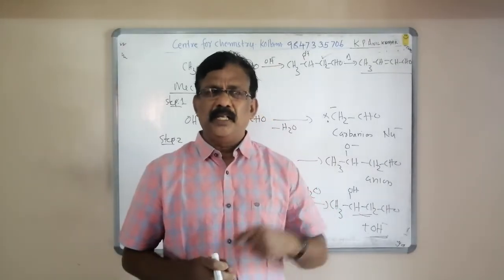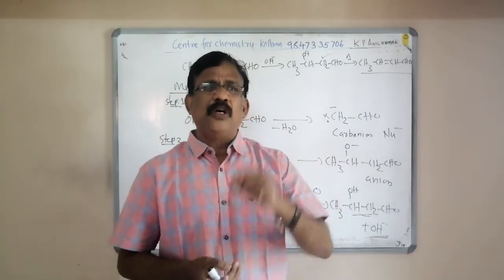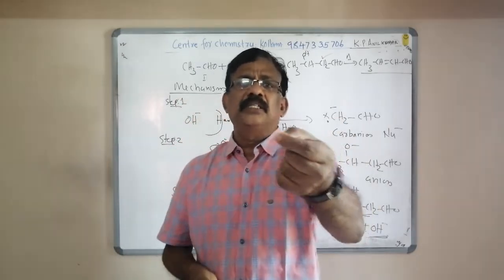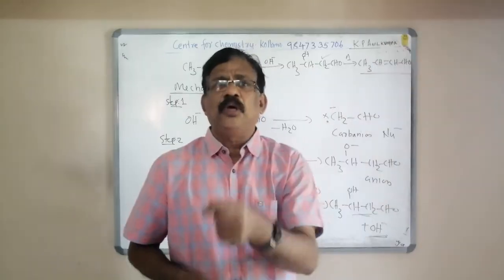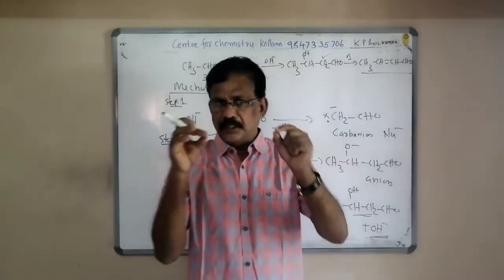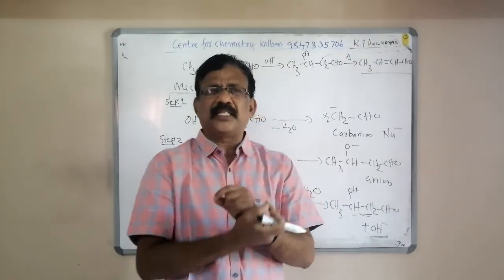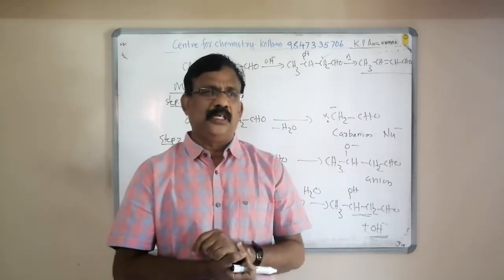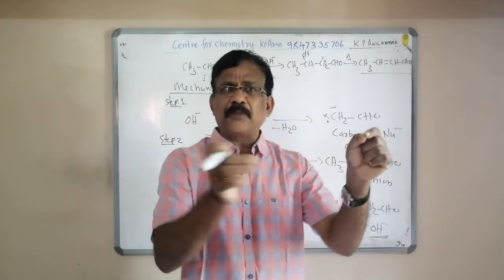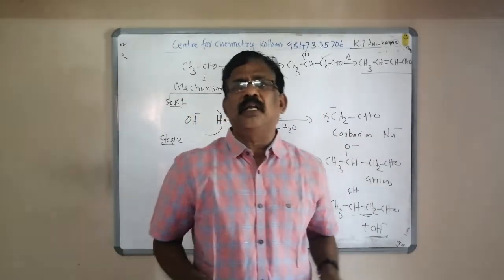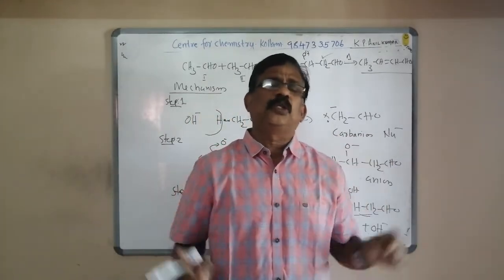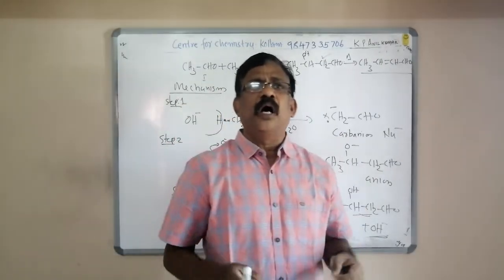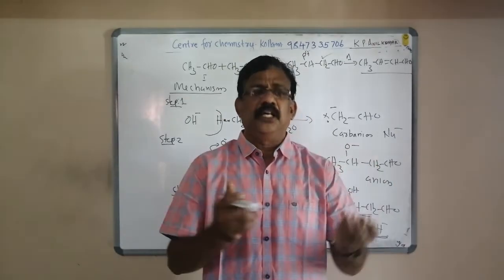The first step: from the first molecule, one of the alpha hydrogen atoms is removed as a proton in the presence of the base, and thereby a carbanion or nucleophile is produced. In the second step, the nucleophile attacks the carbonyl carbon of the second molecule, and thereby an anion is produced. In the final step, the anion abstracts a proton from the solution, and thereby the aldol is produced. The aldol, on warming, changes into alpha beta unsaturated aldehydes or ketones.